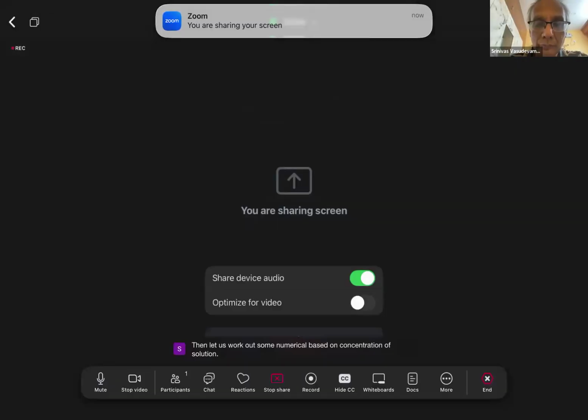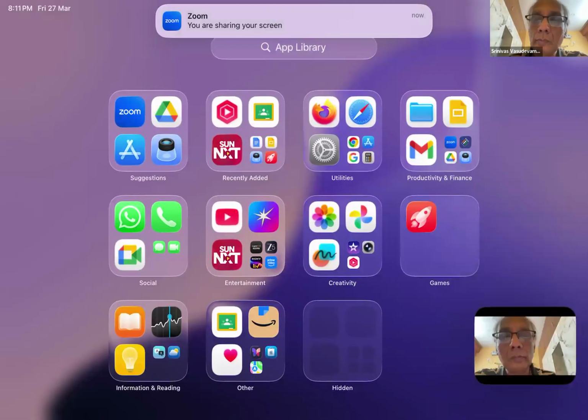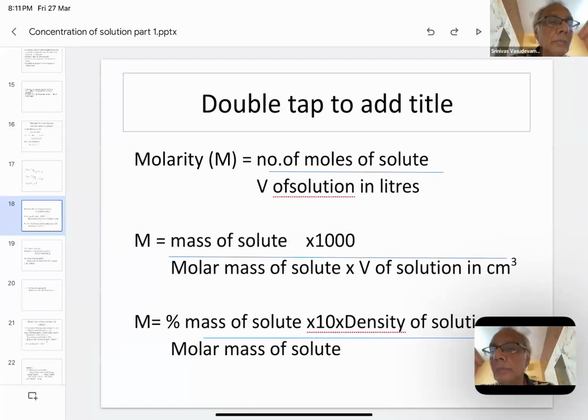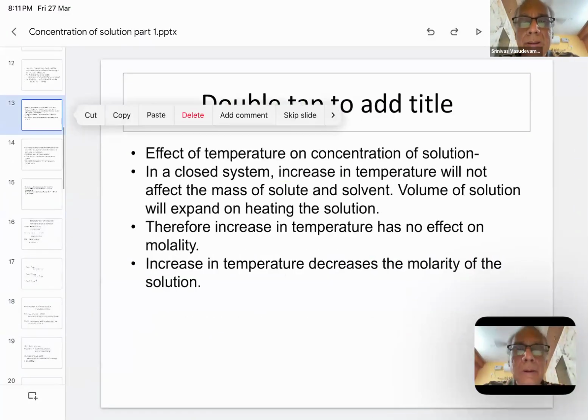Now let us see the effect of temperature on the solubility of a solid in a liquid to give a solution. Then let us work out some numericals based on concentration of solution. Right. We'll see the effect of temperature and concentration of solution.